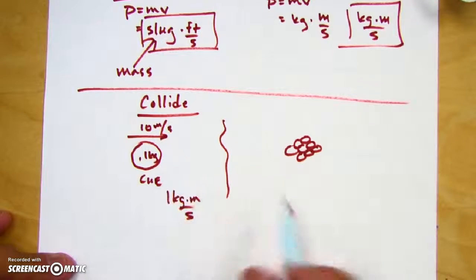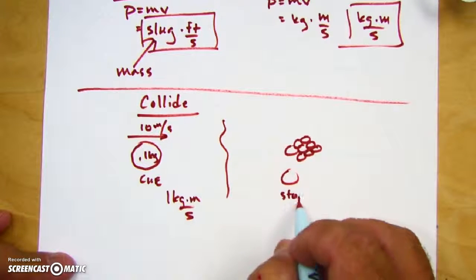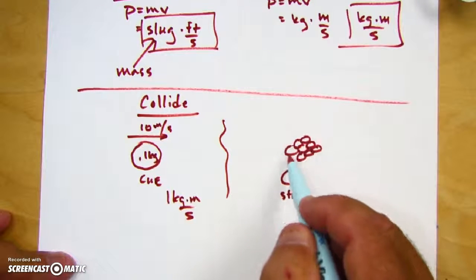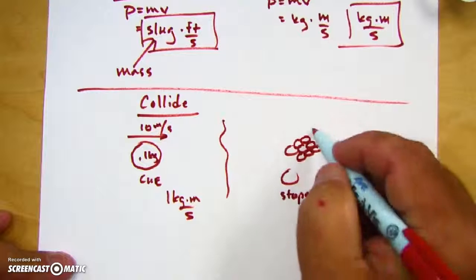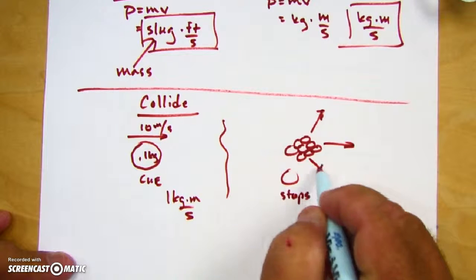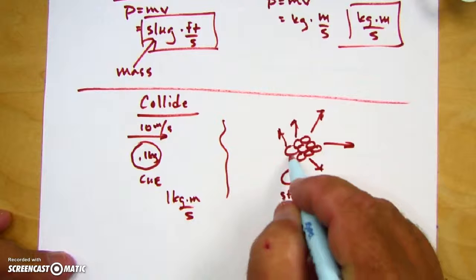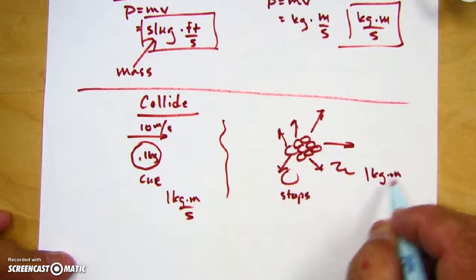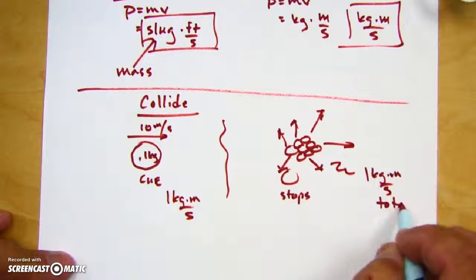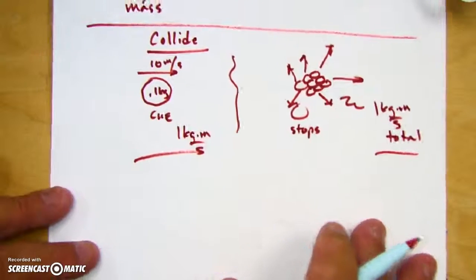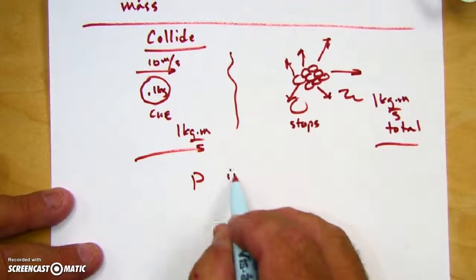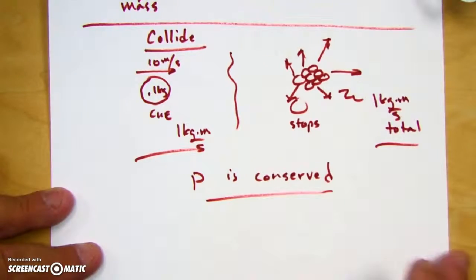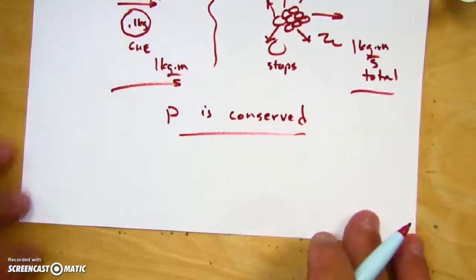Well, I'm going to assume over here that the cue ball stops. If the cue ball stops, it's going to transfer this momentum to all of these balls. So these balls take off and go different directions. But if I add them all up, you know what I get? 1 kilogram times meters divided by second total. Momentum is conserved. Whatever momentum you start with, you finish with.